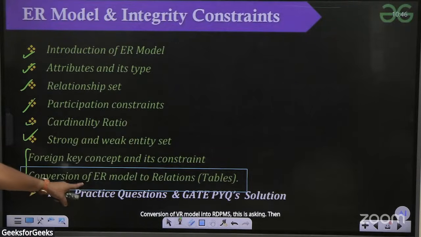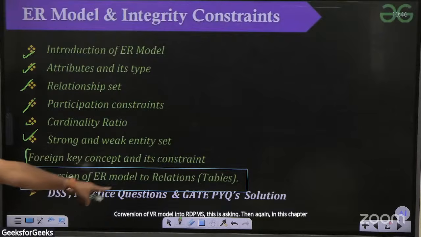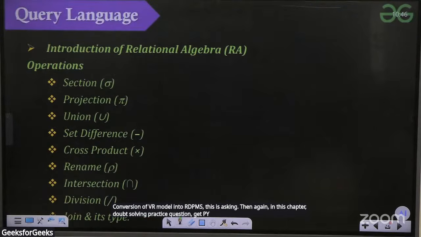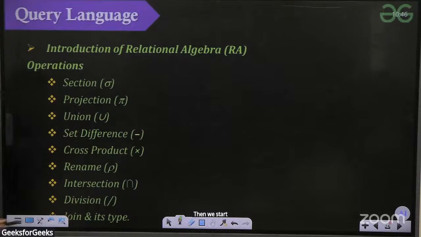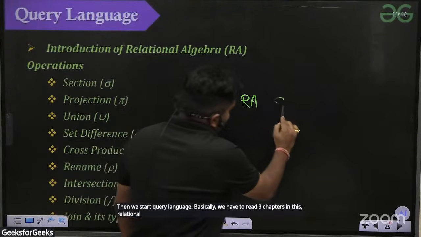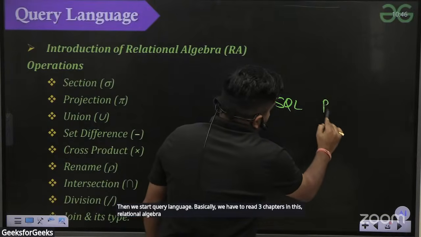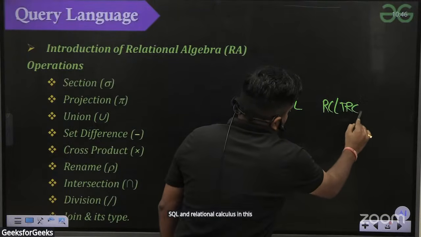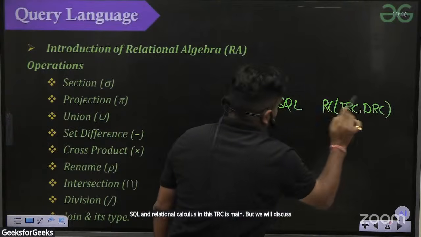Then again, in this chapter, doubt solving, practice question, GATE PYQs. Then we start query language. Basically, we have to read 3 chapters in this: relational algebra, SQL, and relational calculus. In this, TRC is main, but we will discuss TRC and DRC, all these things.